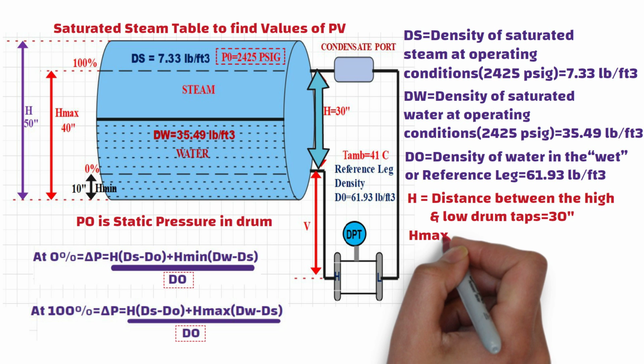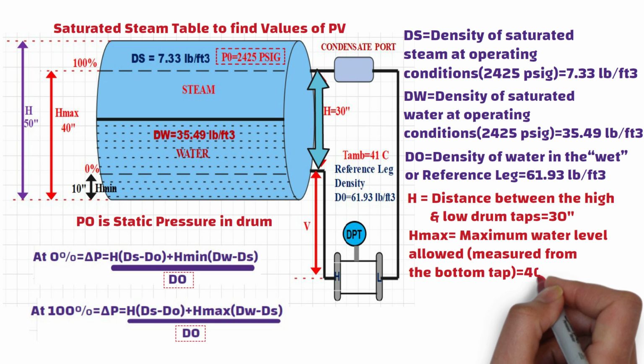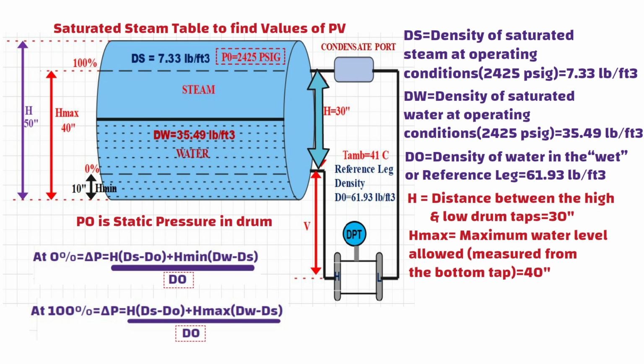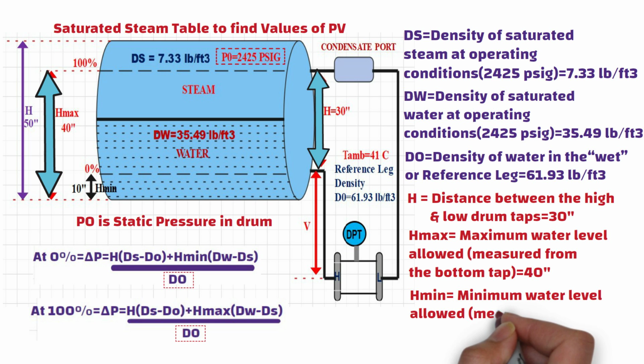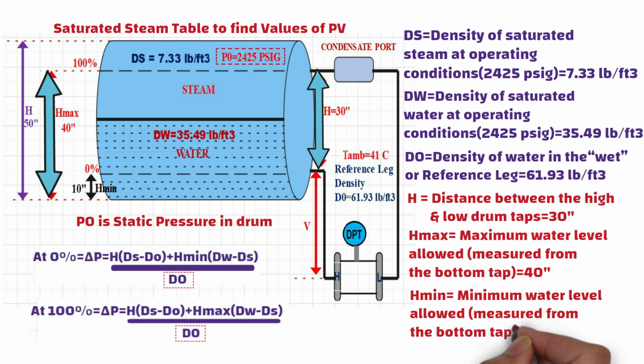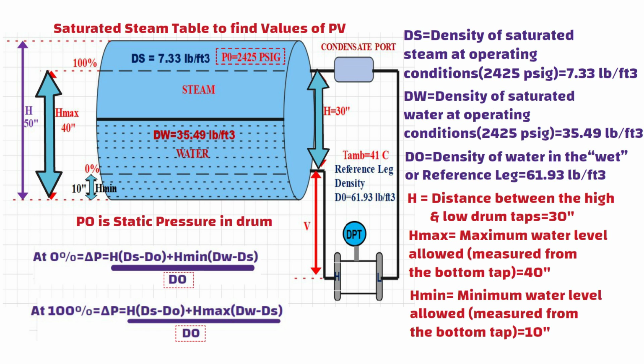H max is the maximum water level allowed, which is measured from the bottom tap. In this example, it is 40 inches. H min is the minimum water level allowed, which is measured from the bottom tap. In this example, it is 10 inches. Now, let's go to the calculation steps.